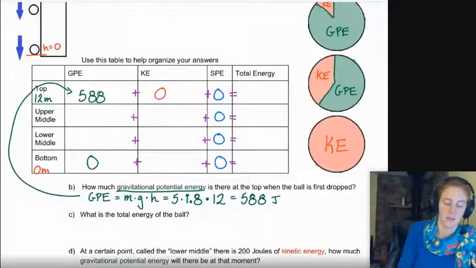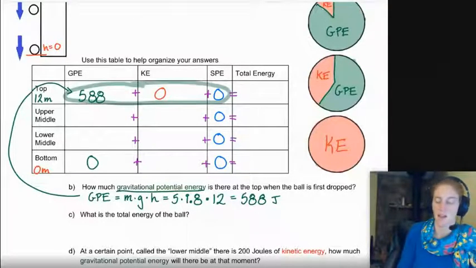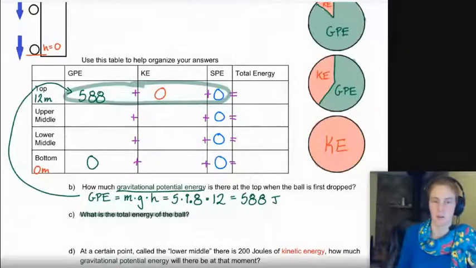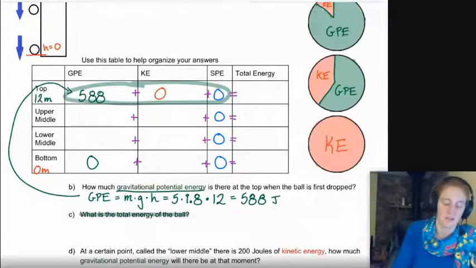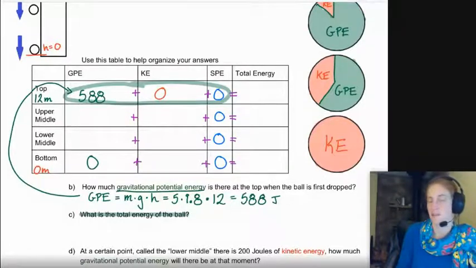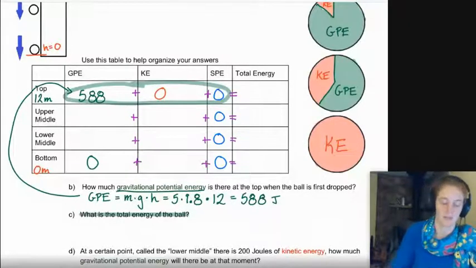Well, I'll notice now that these things, if I add them up together, I will get my total energy. And that's what the next question is asking, is what is the total energy of the ball? So in this row, I have everything I need. So I can go 588 plus 0 plus 0 is 588.